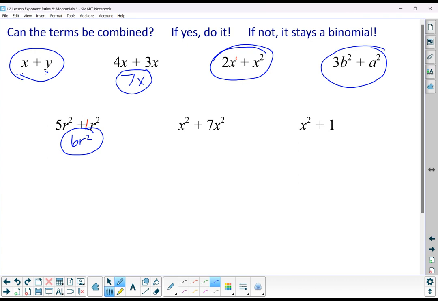For the next one, we have an x squared plus a 7x squared. Again, if you don't see a coefficient, it's a coefficient of 1. And these do have the same variable x with power 2, so we can combine them to get a monomial 8x squared. And then finally, we have an x squared plus 1. The variable x is present in this first term, but the second term is just a constant. So we definitely can't combine those two terms, and so we have a binomial answer.